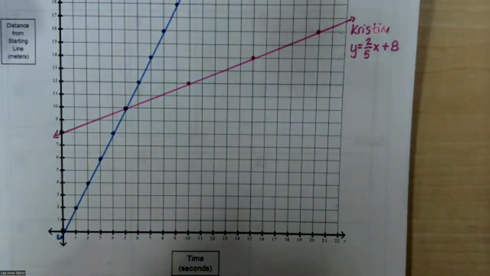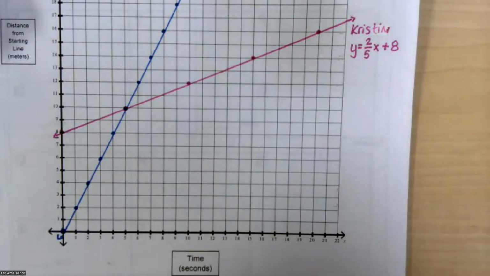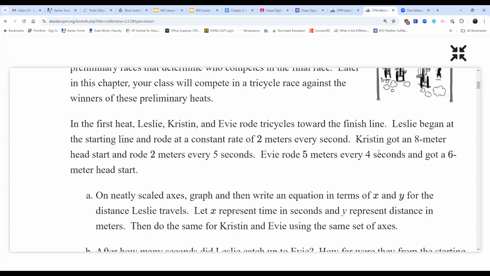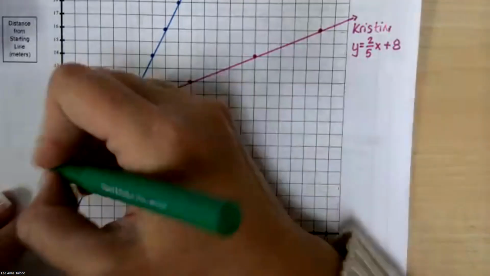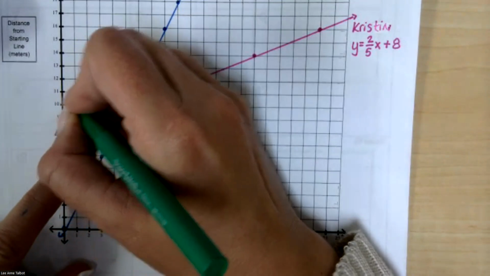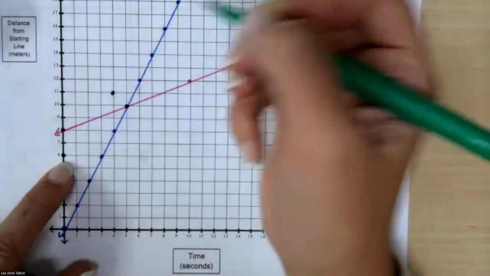Okay, now grab a third color if you want to, for funsies. Evie rode 5 meters every 4 seconds and got a 6-meter head start. Okay. 6-meter head start. 5 meters every 4 seconds.